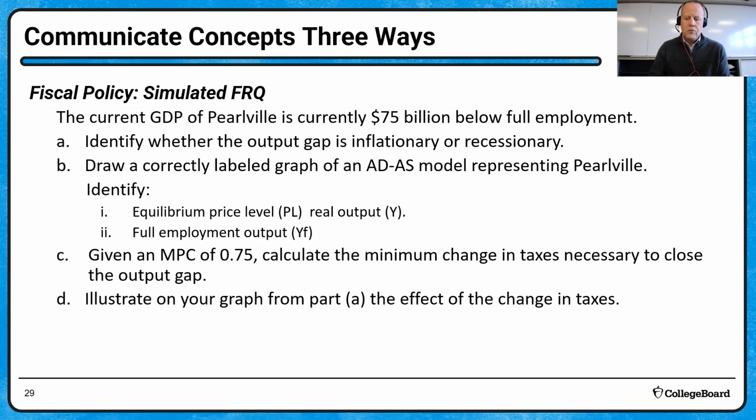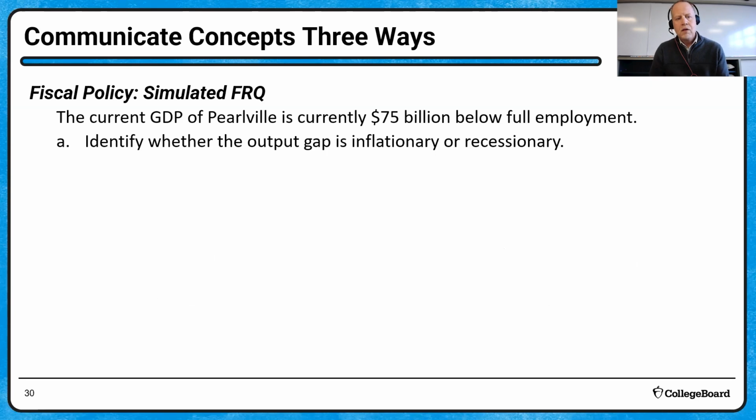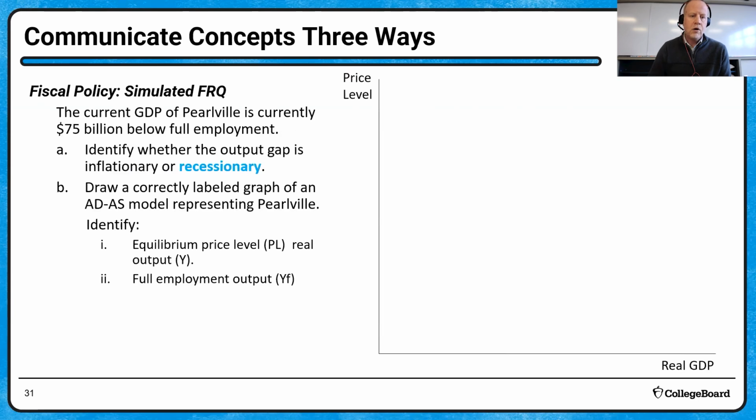Okay, so starting at part A. All we have to do here is read and interpret. You didn't even have data to work through. You're just told output is currently $75 billion below full employment. This is a definitional question, should be straightforward, should be simple. We are dealing with a recessionary gap. All right. Moving on to part B.